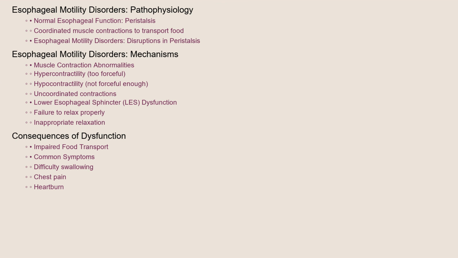Let's delve into the pathophysiology. The esophagus relies on coordinated muscle contractions, called peristalsis, to efficiently transport food. Esophageal motility disorders disrupt this process. This disruption can manifest in several ways. The muscles may contract too forcefully, hypercontractility, not forcefully enough, hypocontractility, or in an uncoordinated manner, preventing the food from moving smoothly. Some disorders affect the lower esophageal sphincter, the valve between the esophagus and stomach, causing it to either not relax properly or to relax inappropriately, leading to reflux and other issues.